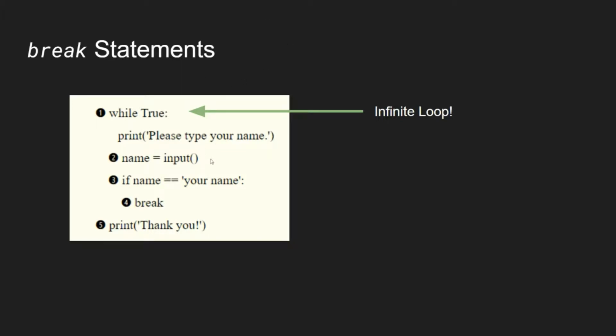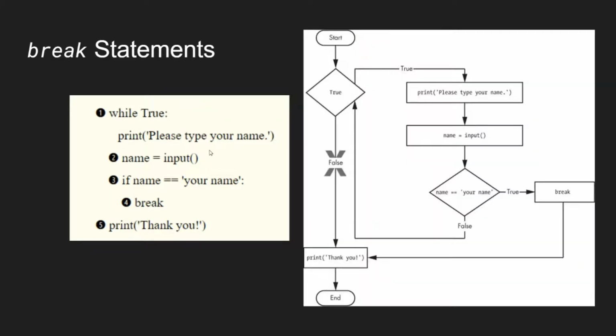So just like before, this program asks the user to enter your name. If the condition is true here, if name equals your name, then the break statement is run and the while loop is exited from, and then it prints thank you. Otherwise, it goes back and does the loop again. Here's the flow chart.